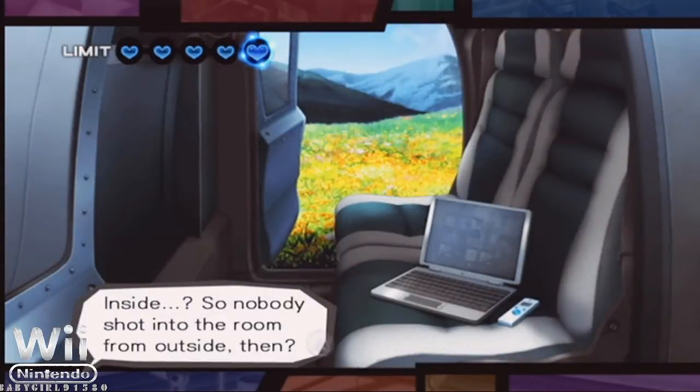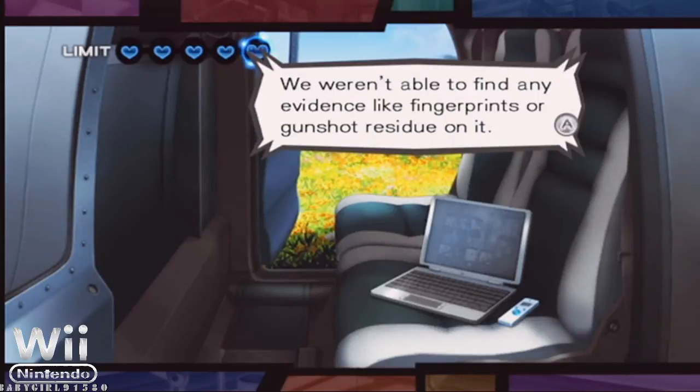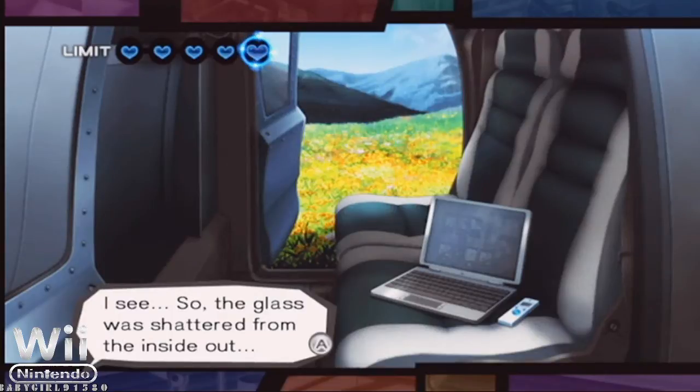Inside? So nobody shot into the room from outside then? That appears to be the case. But one more thing about that glass. We weren't able to find any evidence like fingerprints or gunshot residue on it. I see. So the glass was shattered from the inside out.